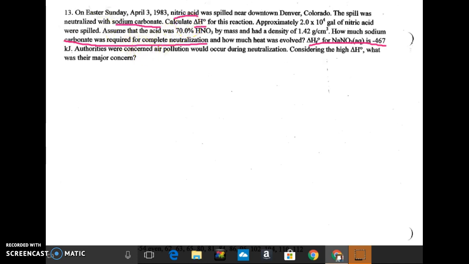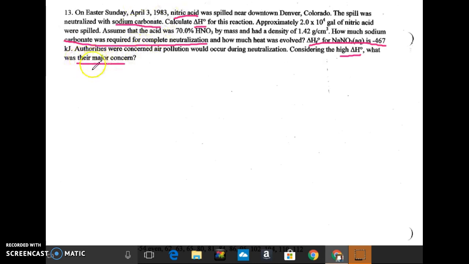So if this were a test question, that data table would have to be available to you, or I'd have to give you the values. So authorities were concerned with air pollution during neutralization and considering the high delta H. So that should give you a clue that your value is going to be big when you're done. What was their major concern? So, calculation and then kind of an application to this as well.